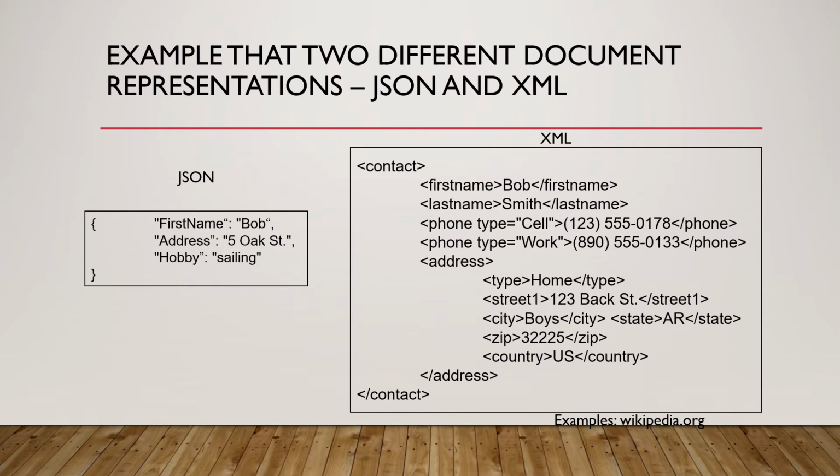Okay, and here is an example. JSON has a very simple representation. So if I have first name Bob, address 5 Oak Street, hobby sailing, you can see that of course in the XML format, it's a slightly different structure here. First name Bob, last name Smith, and phone type. I added extra phone type here.